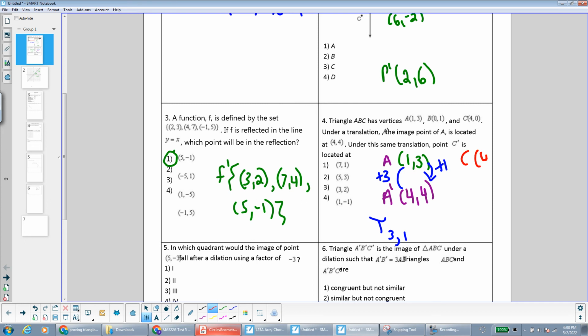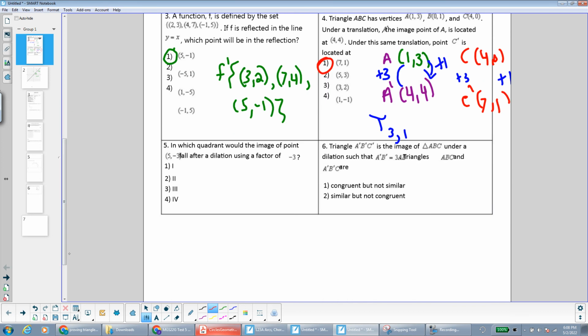Point C starts off as the point 4, 0. We want to figure out what C prime is. Well, if I do the same thing, if I plus 3 to the x coordinates and I plus 1 to the y coordinates, I get 7, 1. And that's answer choice 1.